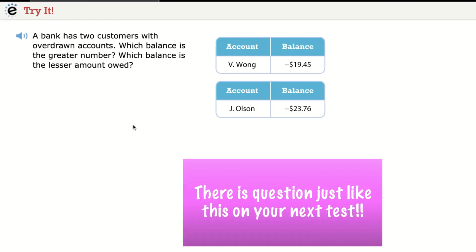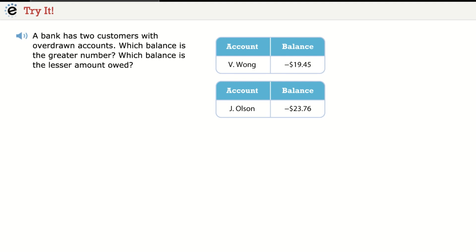Now you have a try it at the bottom of page 79. A bank has 2 customers with overdrawn accounts. Which balance is the greater number? Which balance is the lesser amount owed? So having an overdrawn account, that is something that you never want to have happen to you. So make sure you guys are minding your money well when you get older and you have bank accounts of your own. Some of you may have bank accounts now. So overdrawn means that they took out more money from the account than what they had. So now they owe the bank money.